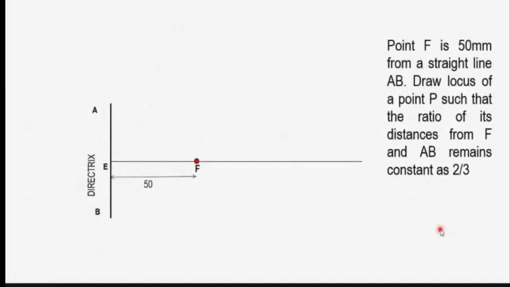This is the traditional definition of ellipse. Point F is 50 millimeters from a straight line AB. Draw locus of a point P such that the ratio of its distances from F and AB remains constant as 2 by 3. We know that eccentricity of an ellipse is less than unity. So here it is given as 2 by 3, the ratio of the distance from F and AB.